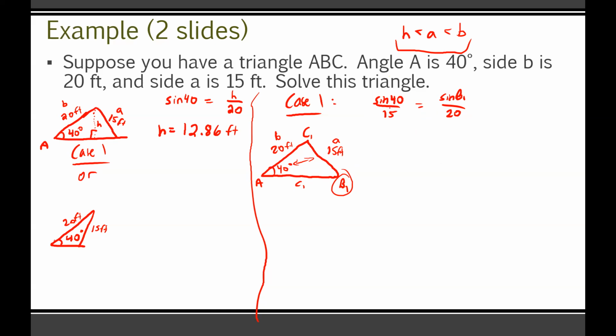So when I went sine 40 divided by 15 times 20, I got 0.8571 is what that would round to. And that equals sine of B1. Now we want to get angle B1 out of there. To get rid of sine, we have to take the inverse sine, sine -1, of both sides. That'll cross out our sine there, and this is going to leave us inverse sine of that answer.